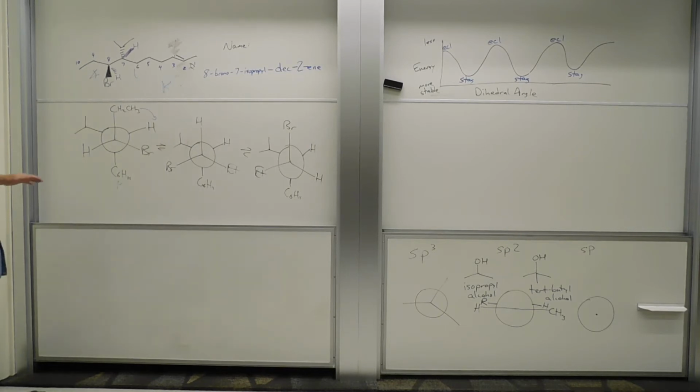So, which of these 3 staggered conformations? First question: is there a difference in the stability of the 3 staggered conformations? All right, everybody says there is. Which of the 3, take 30, 40 seconds and think about it, which of the 3 is most stable?